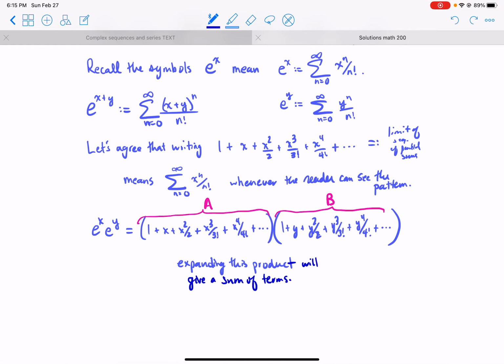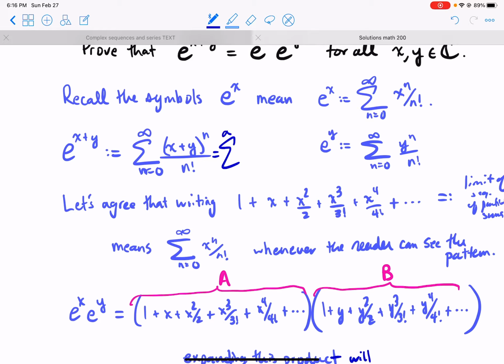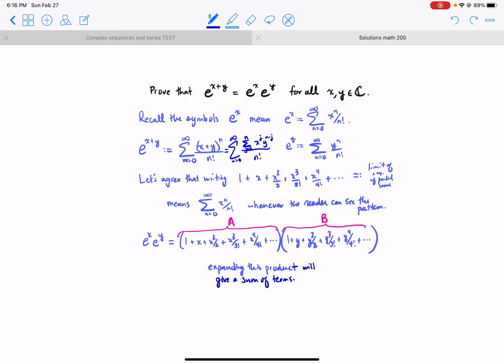So let's understand the pattern. First of all, remember, this general term we can expand by the binomial theorem. What's x plus y to the n? Well, by the binomial theorem, we're going to have something over n factorial. What is this? It's going to be x to the j y to the n minus j. And now we're going to take j equals 0 to n. So x plus y to the n will be this. Okay, and we'll see that very explicitly in a moment.